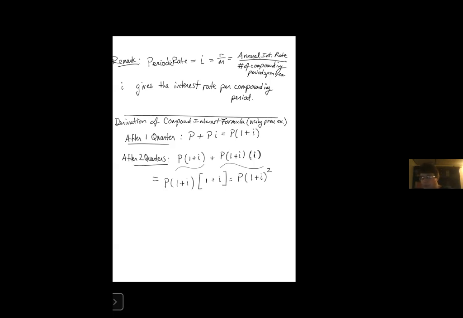Well, let's see what happens after 3 quarters, and then we will generalize this. After 3 quarters, we still have, in that example, 1050.63 plus the interest, which was 1050.63 times the periodic interest rate i. So here, after 3 quarters, we have our initial amount, P times 1 plus i squared, plus the interest earned on that initial amount.